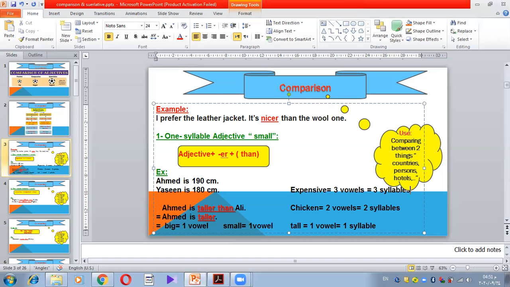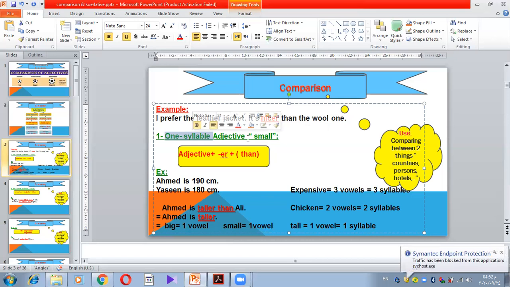So again, one syllable adjective. It means it's an adjective that has one pronounced vowel. We say it's a small adjective, yes, but this is not the correct word for this. You have to understand that it's one syllable. For one syllable adjectives, or small adjectives, what shall we add in order to make the comparative form? We add er to the adjective and then we have than.